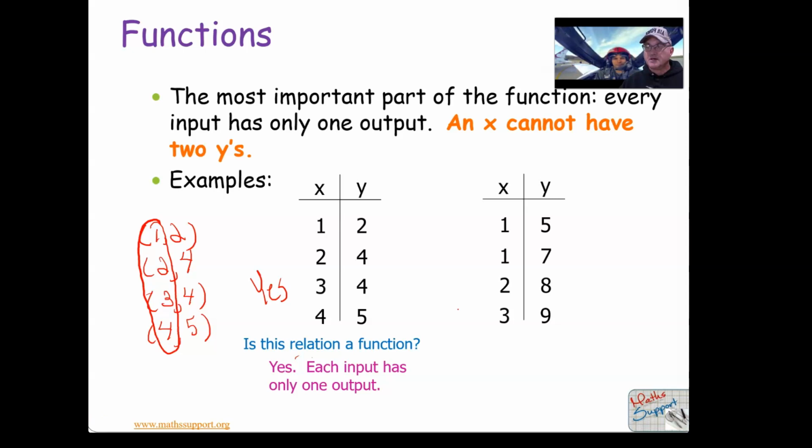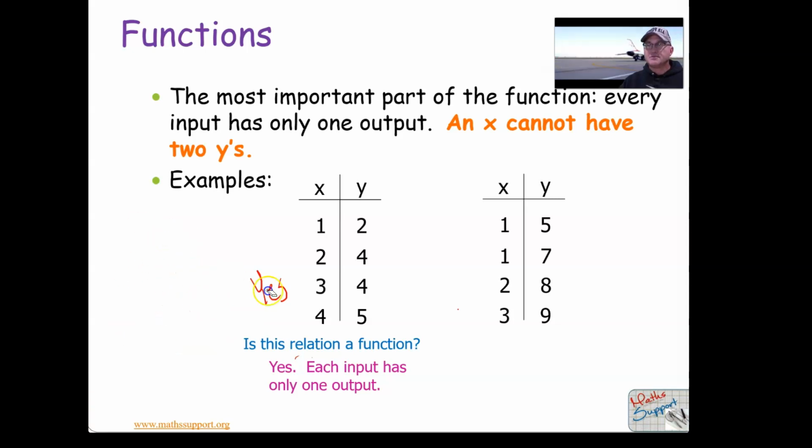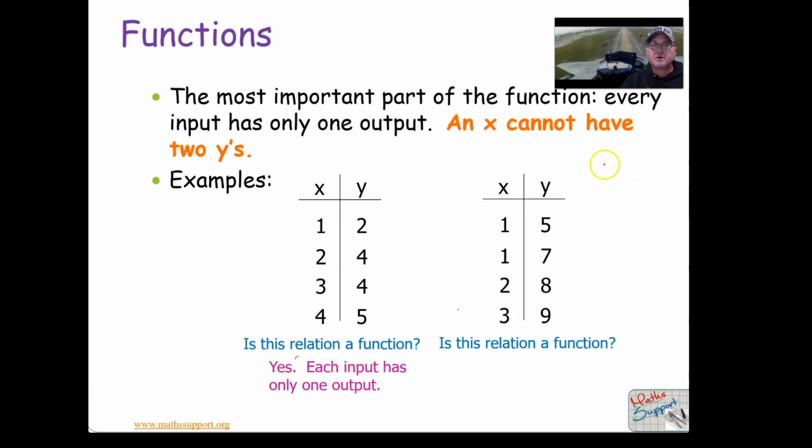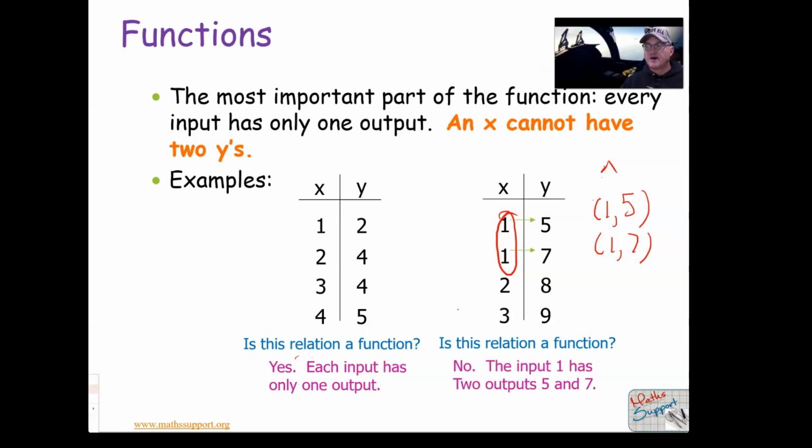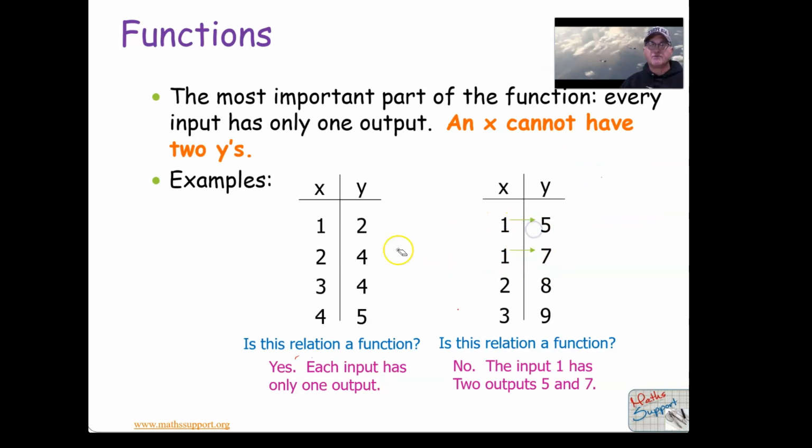Now if we look at the second one and ask ourselves the same question, is this relation a function? Well, you can see right now that there's a repeating x-coordinate. This input right here, 1, has two outputs, and that can't happen. 1 can't be paired with 5 and at the same time be paired with 7. That would mean this is not a function, it's just a relation, because the 1 violates the rule that it's got too many outputs. It can only have 1.